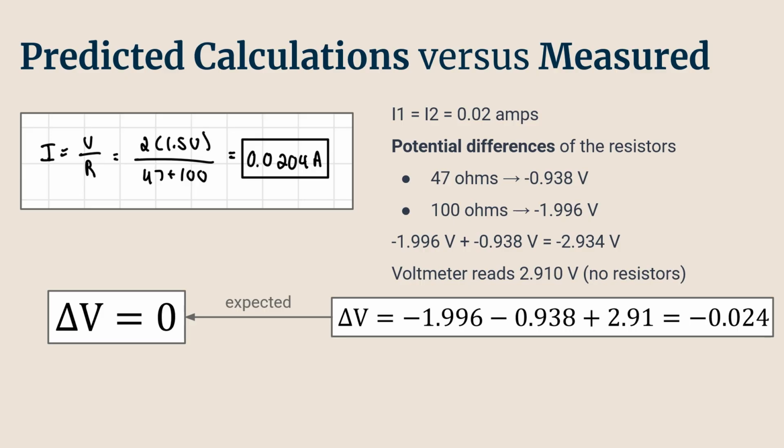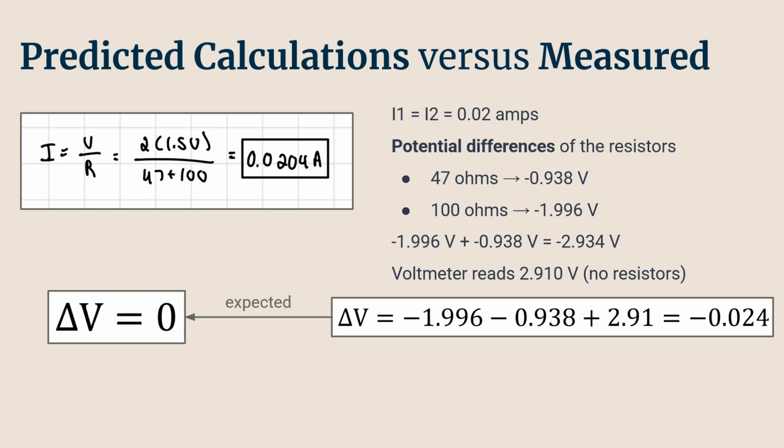The predicted currents that would be read at the ammeters are found using Ohm's law. In our calculations, we predicted the current would read 0.0204 amps, and based on the node rule, it's predicted that both current values would read that same value. In what we measured, both ammeters read 0.02 amps, showing that the current is consistent throughout the circuit.